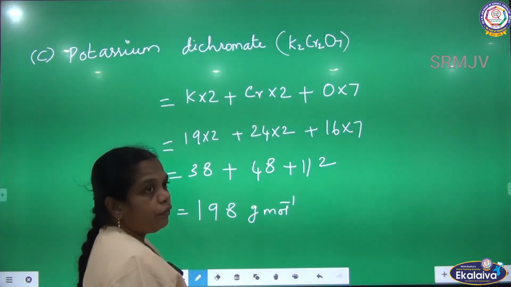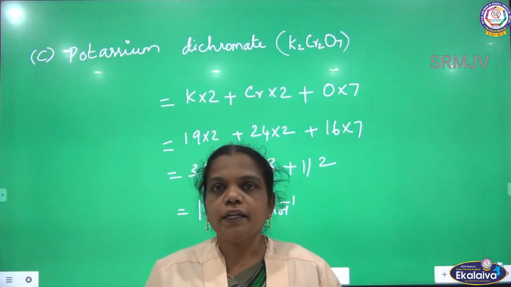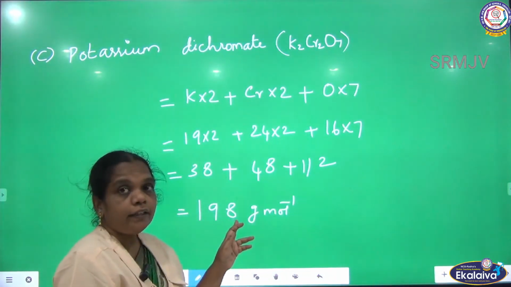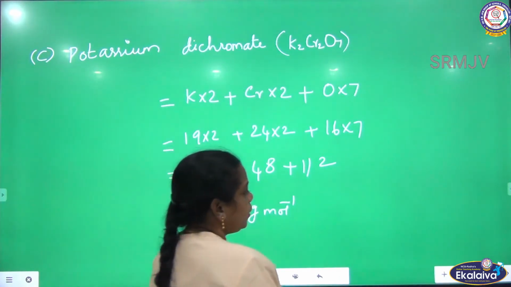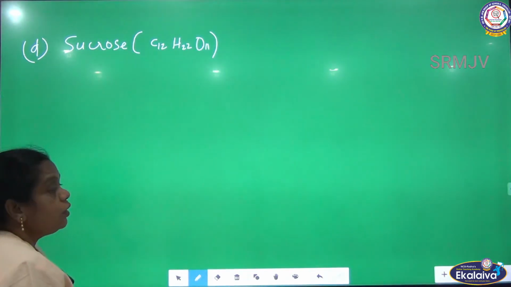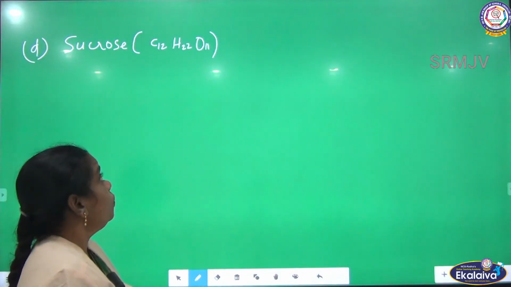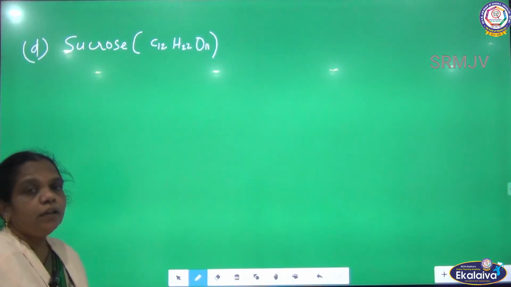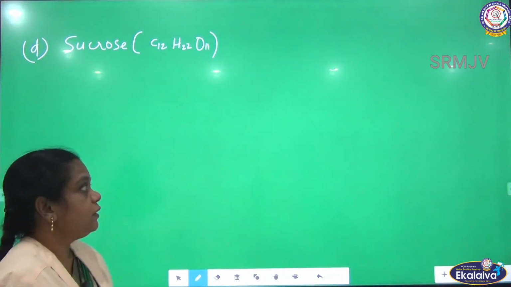So 1 mole of potassium dichromate is 294 gram per mole. And next, we are going to learn one more compound, sucrose. The formula is C12H22O11. So how many carbons? 12 carbon, 22 hydrogen and 11 oxygen.